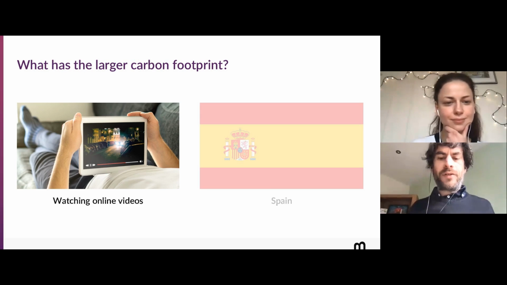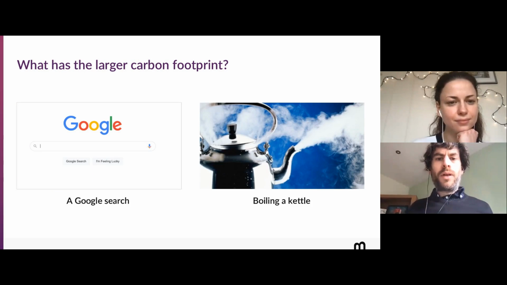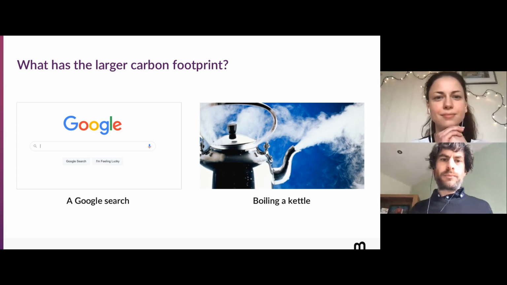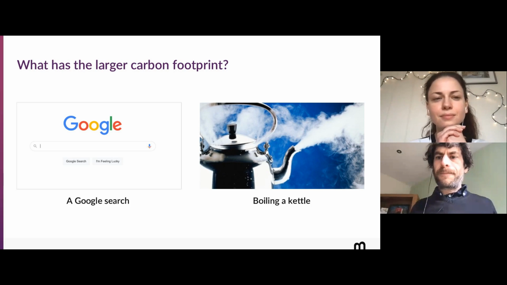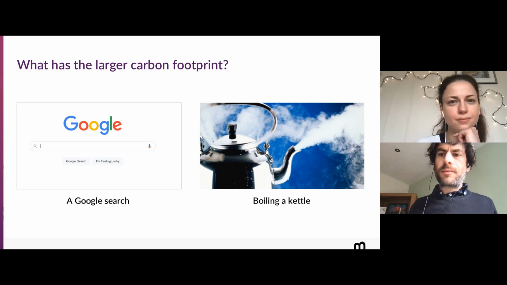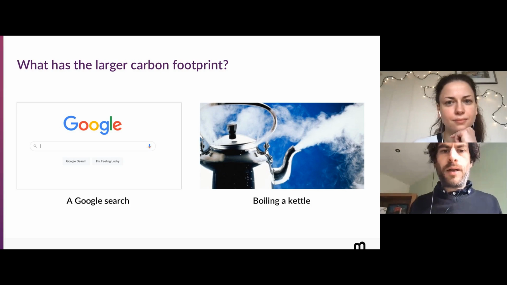So final question, just to help put a bit of context to the digital contribution to the world's carbon footprint. What do you think has the larger carbon footprint, a Google search or boiling a kettle? So last question coming up here. What has the larger carbon footprint, a Google search or boiling a kettle? Okay, looks like there's only a few more responses to come in. Okay, I'm going to close the poll and let's take a look at the results.